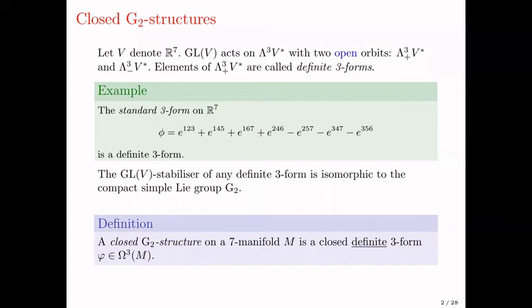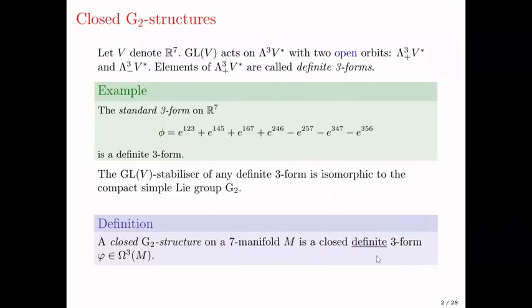Okay, now a closed G2 structure is simply a 3 form. So I take a 7 manifold M, and a closed G2 structure on M is just a closed definite 3 form. So closed just means that the exterior derivative vanishes, and definite just means that pointwise it lies in this orbit lambda 3 plus. Now this definition should maybe remind you of the definition of a symplectic structure. A symplectic structure on an even dimensional manifold is given by a closed 2 form that satisfies some nice algebraic non-degeneracy condition. So a closed G2 structure is again defined by a closed differential form satisfying some kind of algebraic non-degeneracy condition.